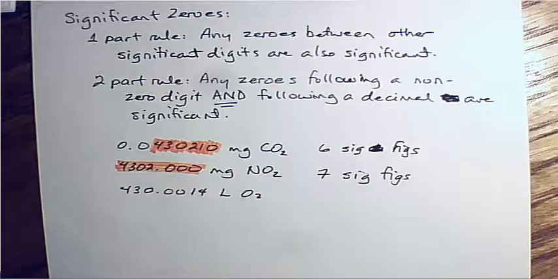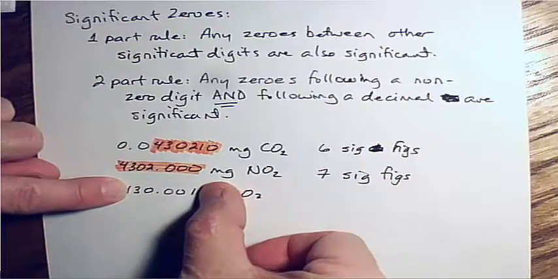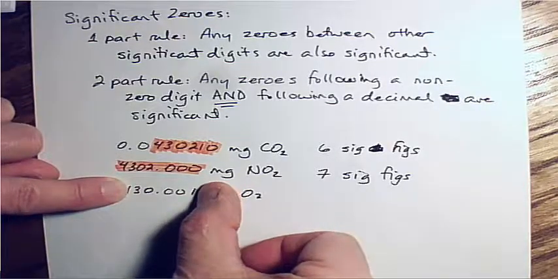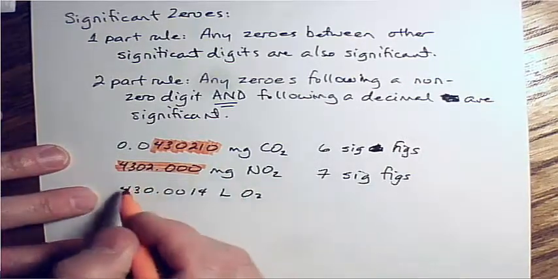Do we have any significant zeros here? Which zeros are significant here? All of them are. Because they're all between other significant digits. Okay? All the digits are significant.